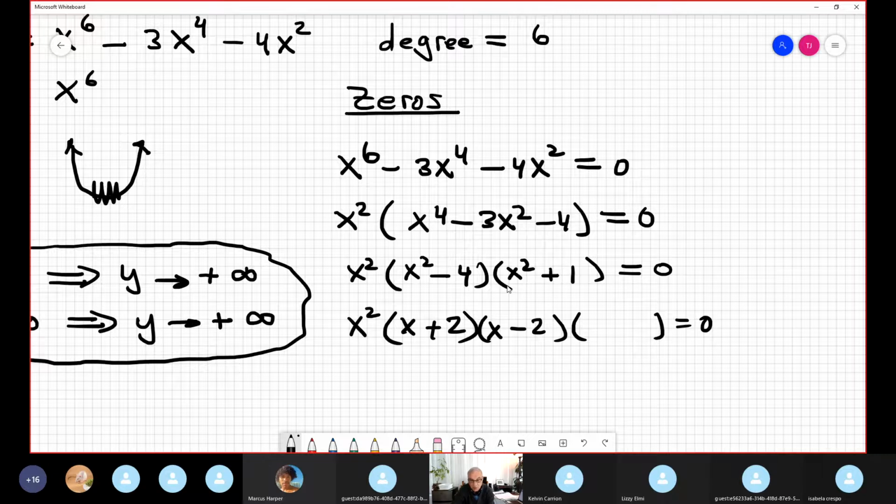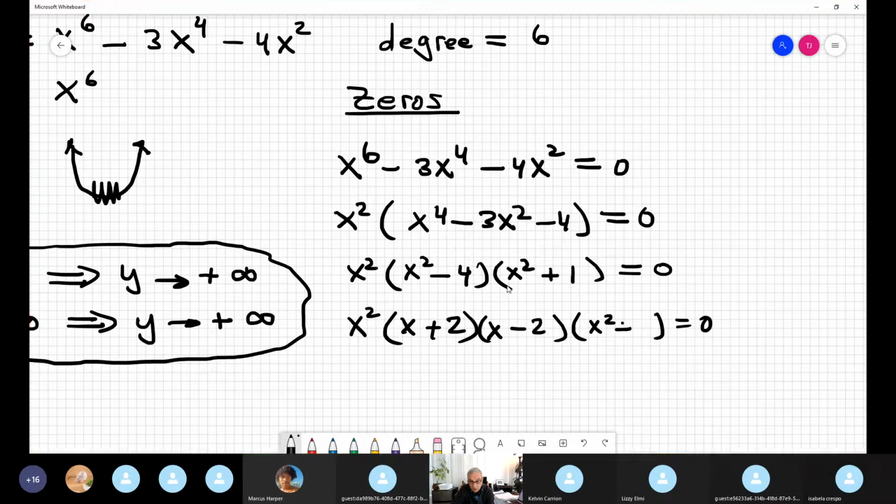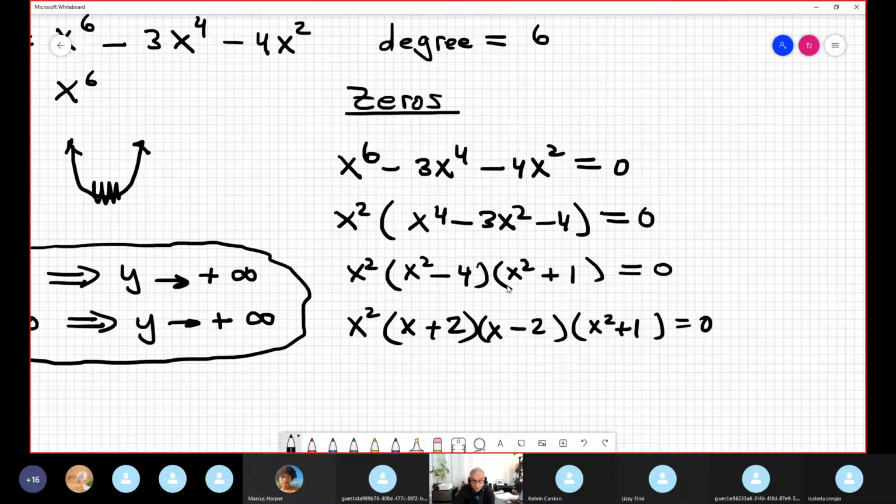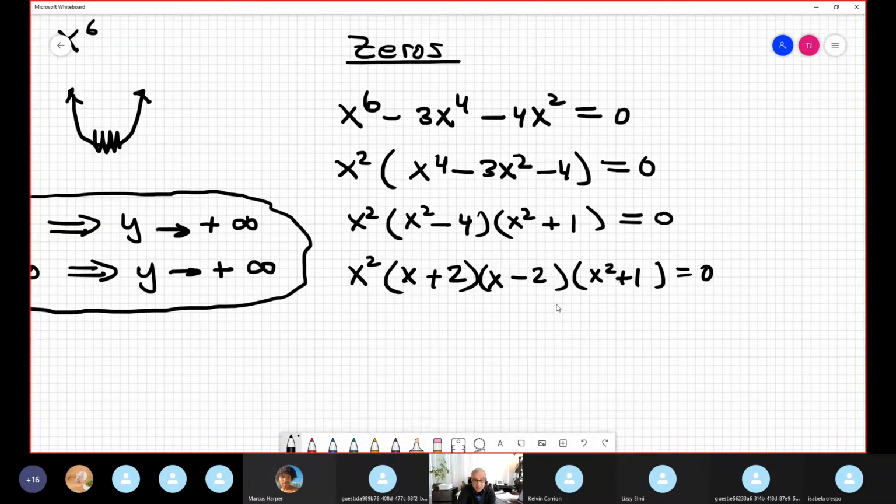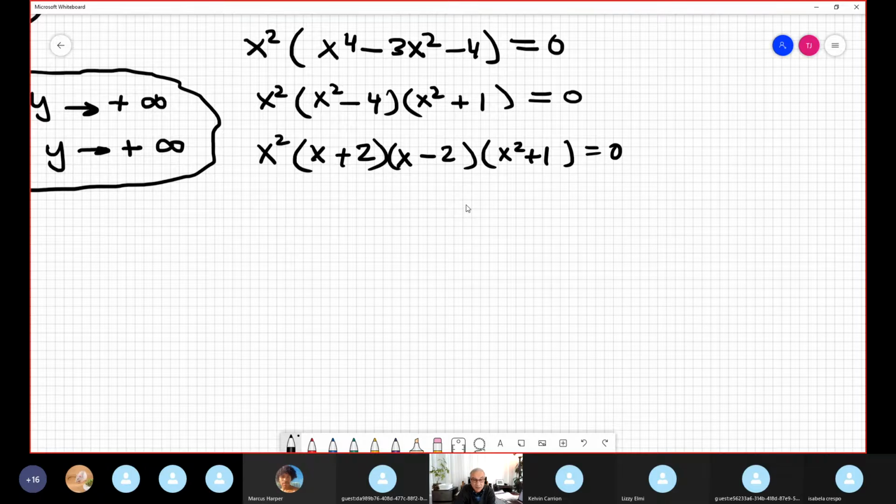Professor, what is the reason that you don't factor this? Because the sum of squares is a prime expression. And the reason it's prime, you will see clearly now. Look, then I separate into several factors. The first factor is x squared equals 0, which is equivalent to say x equals 0, multiplicity 2.